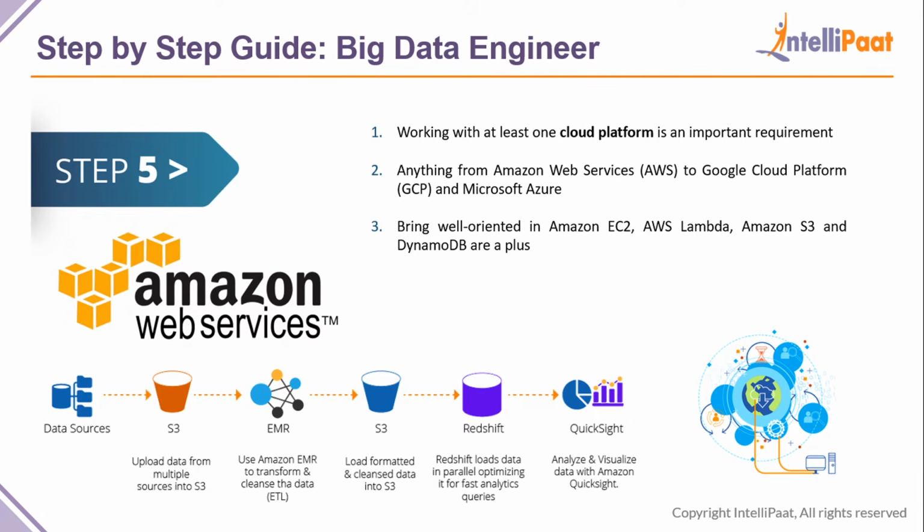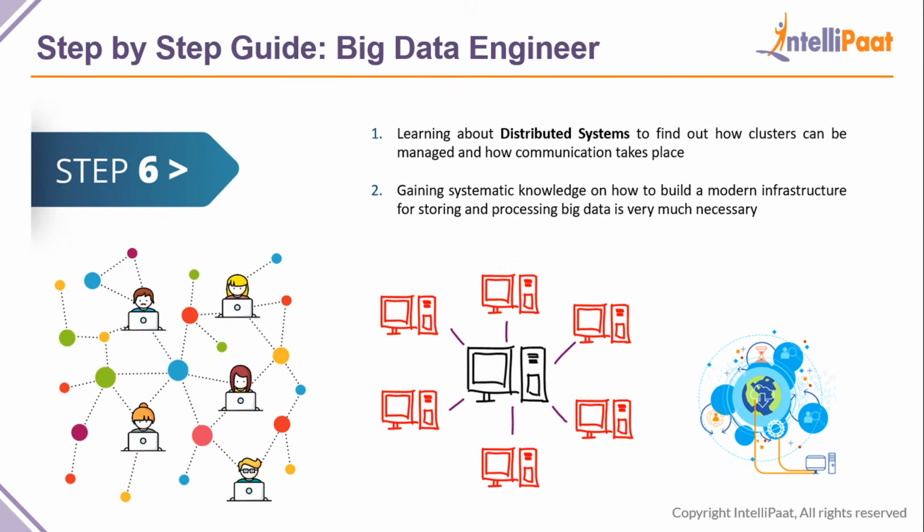You're going to transform all of this data, you're going to cleanse the data, and later you're going to load the cleansed data back to S3. You're going to use Amazon Redshift to load all this data in parallel, optimizing it to ensure we get fast analytics. And after that, you can use QuickSight. QuickSight will give you a quick analysis and visualization of all the data, guys.